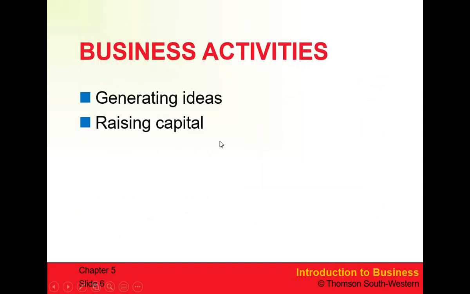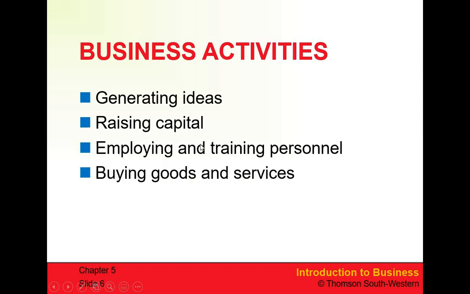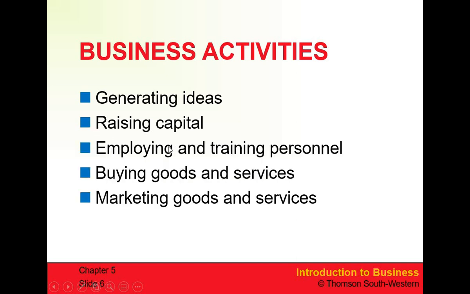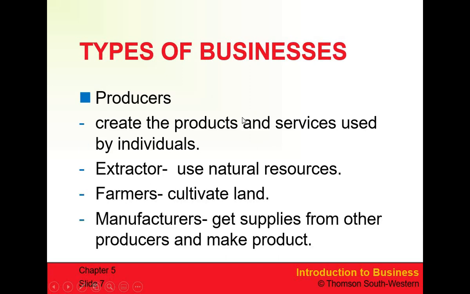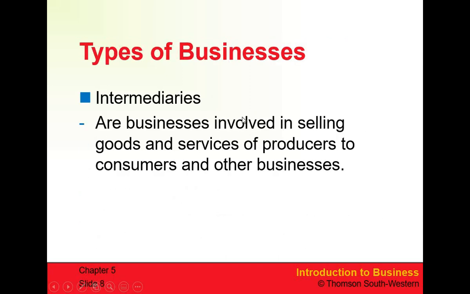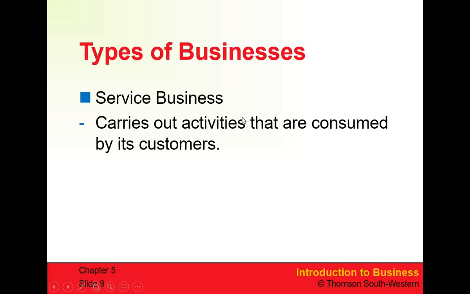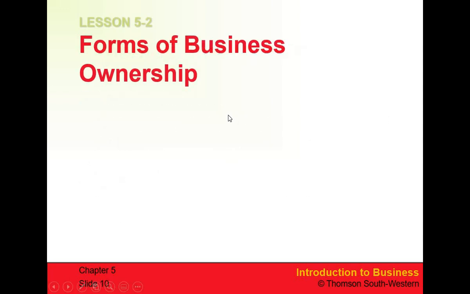We looked at the ideas of them creating ideas, raising capital, training personnel, buying goods, marketing goods, maintaining records, producers, what they do. We talked about intermediaries, what they do, and service businesses and what they do. And today we're on the different forms of business ownership.